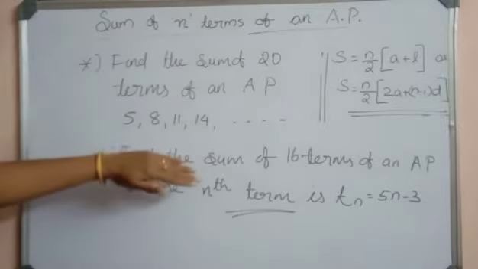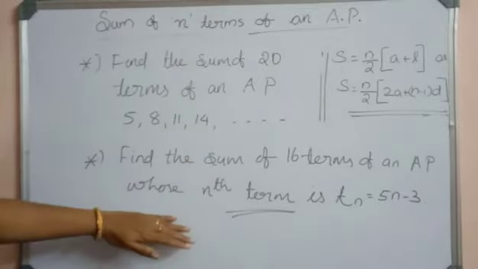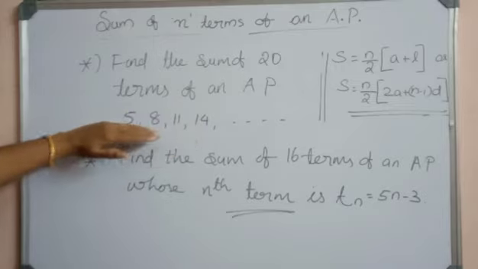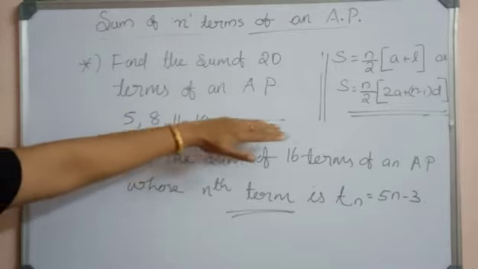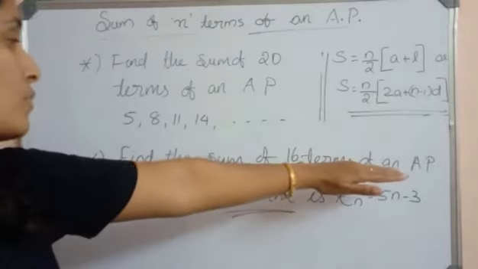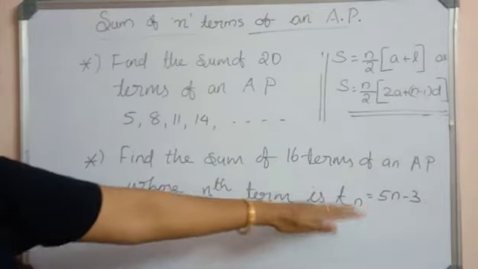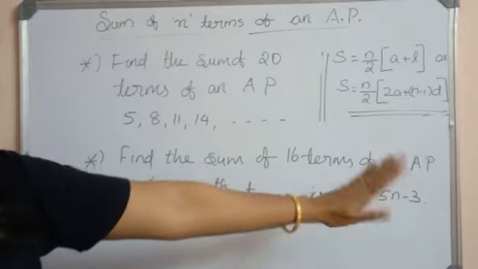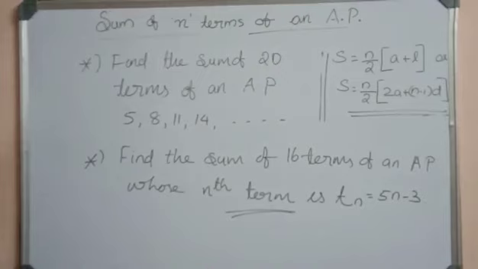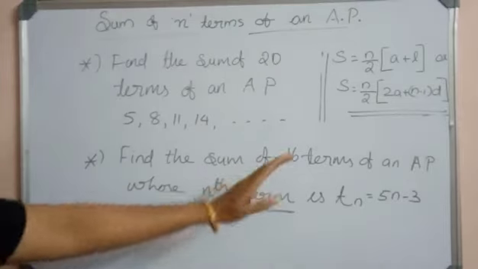Now these questions are for you. Solve them and find the answer. In the first case, you have to find the sum of 20 terms of the AP. The AP is given: 5, 8, 11, 14, etc. And in the next case, find the sum of 16 terms of an AP whose nth term Tn is equal to 5n minus 3. We can use the other method to find the sum of n terms here, the sum of 16 terms here.